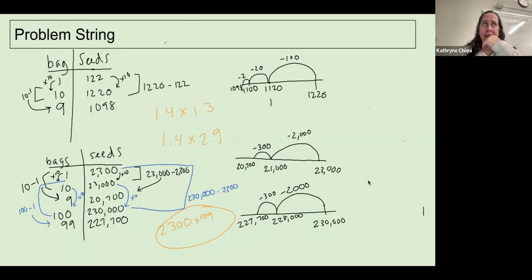So this problem string, this strategy is one that I actually didn't use very often prior to doing the work with Pam, but I'm a much better user of this strategy now than I was when I first started 2 years ago.